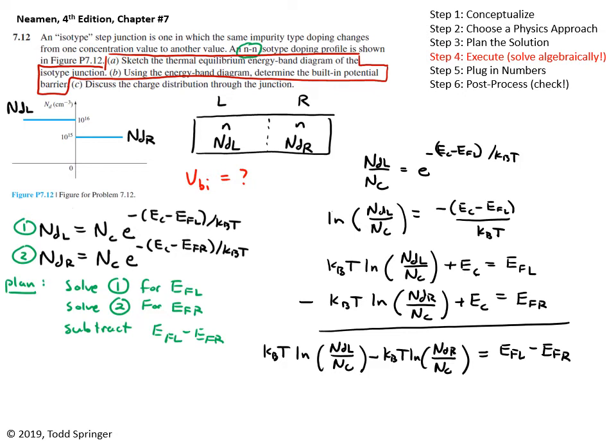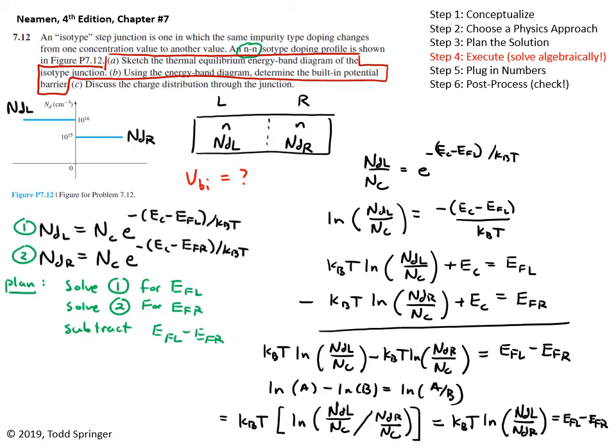Now, in some sense, you might be thinking you're stuck here because we've got NC, and I don't really have any information on the material, so it seems pretty tricky, but I can do some algebra. I can combine those two logs together using the rule natural log of A minus natural log of B is equal to the natural log of A over B. I can combine those two together, and you'll see things will simplify.